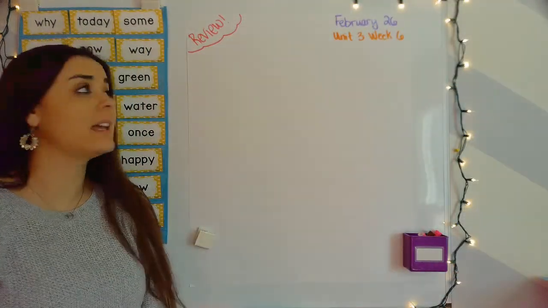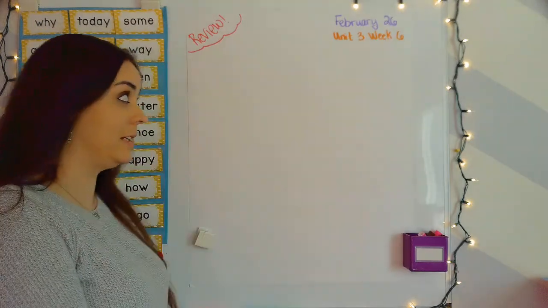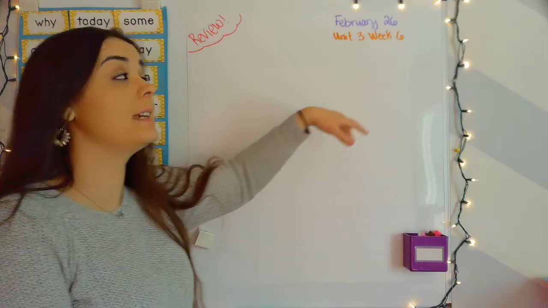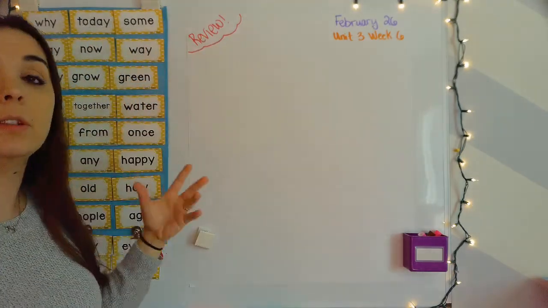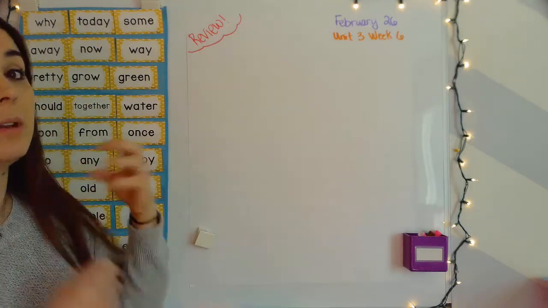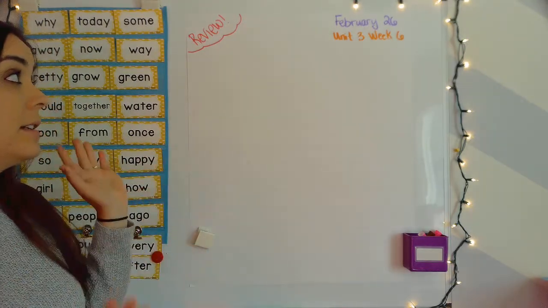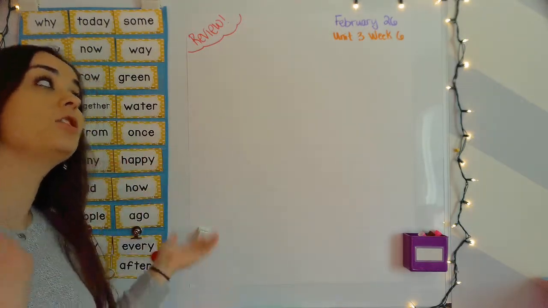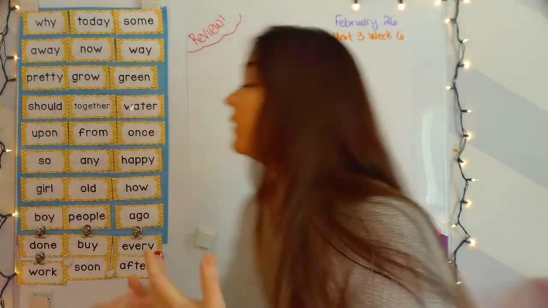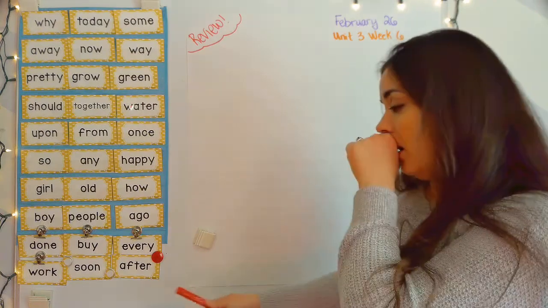Hello my friends and welcome to our blending video today. Today's February 26th and it is Unit 3 Week 6, where we are reviewing everything that we've learned so far in first grade, mostly in Unit 3: the long vowels, the soft C, the soft J sound. Alright, so let's do some high frequency words first.